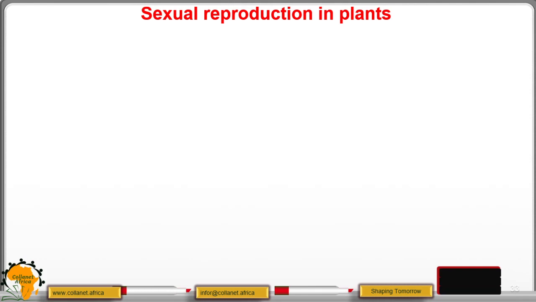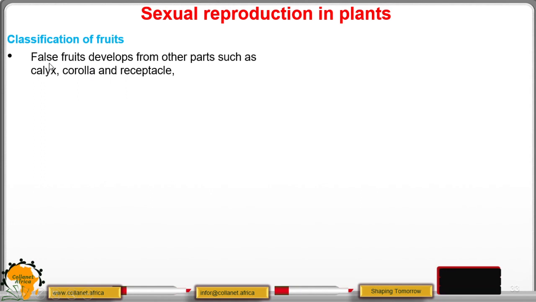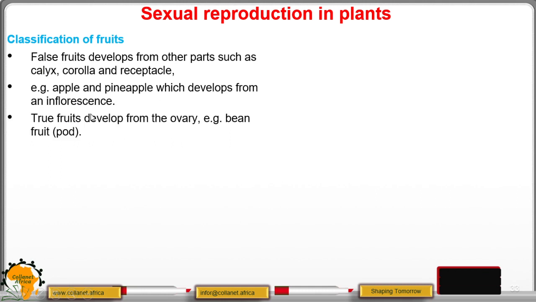Students, let us now consider classification during this lesson. We want to classify fruits. So there are false fruits that develop from other parts such as the calyx, corolla, and receptacle. Such fruits that develop from these other parts are called the false fruits. Examples include apple and pineapple, which develop from an inflorescence.